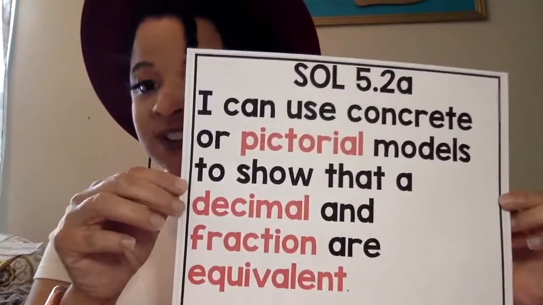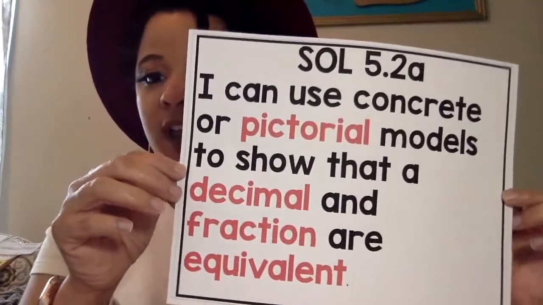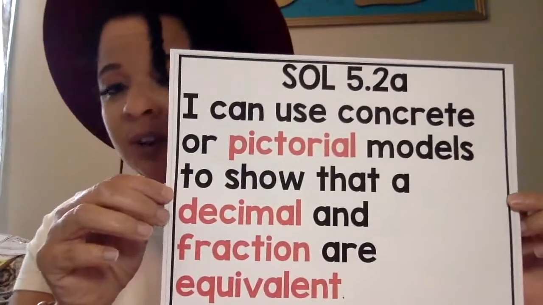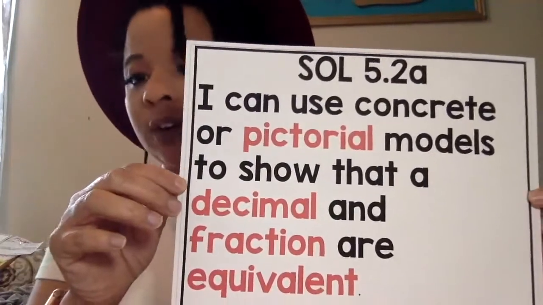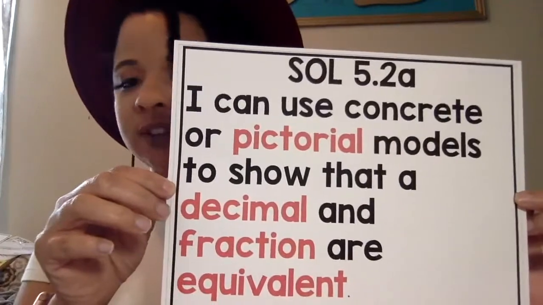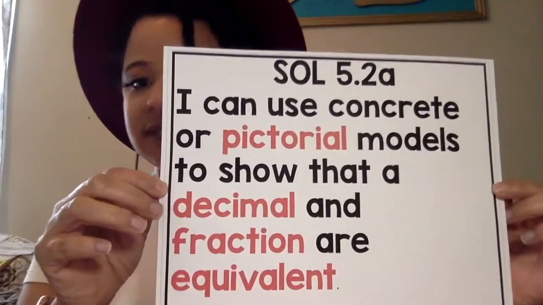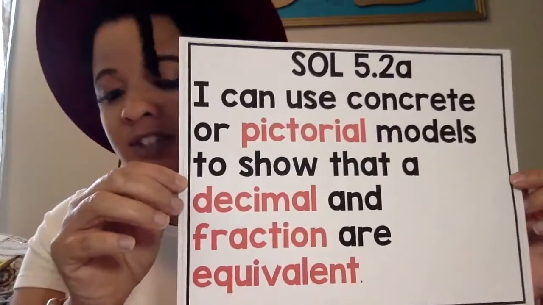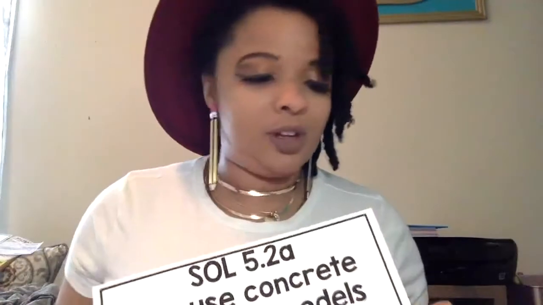Now I put some words in red because I thought they were important. That hundredths grid that we're going to be using, that's a pictorial model or a picture. Of course, again, we're going to be using decimals and fractions, and we know that the word equivalent means to show that they are equal. So, here's what you're going to need to be successful. A pencil and some paper. That's it. Are you ready?